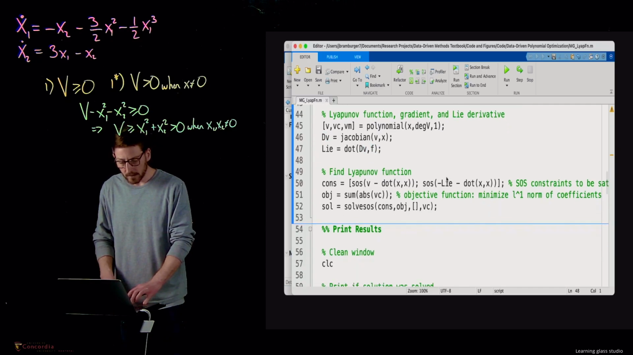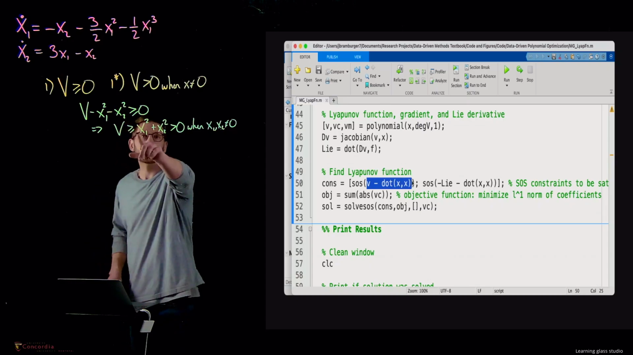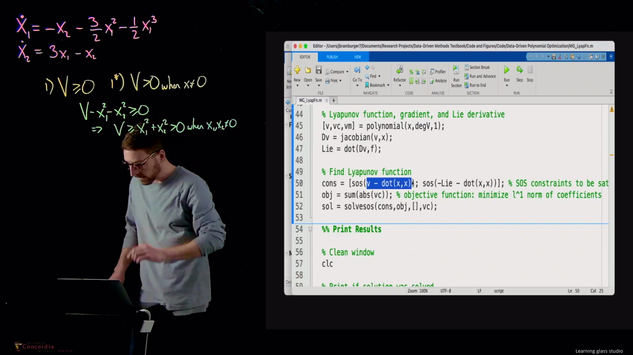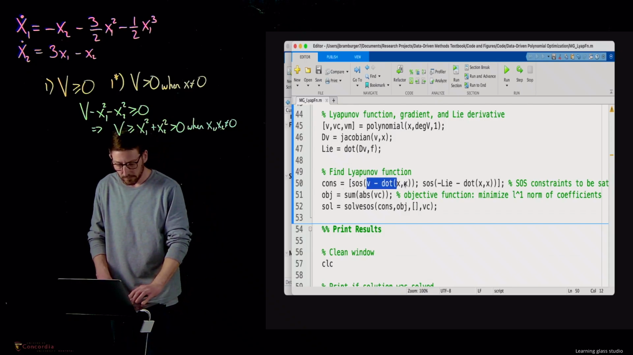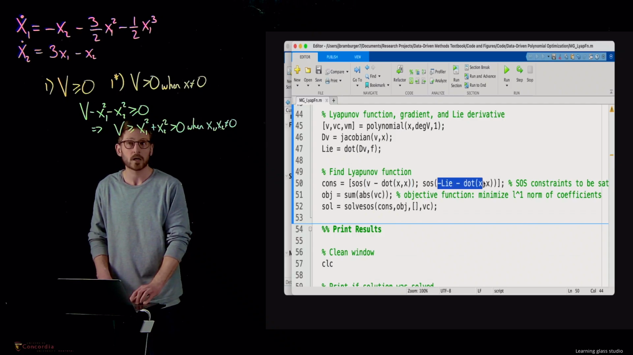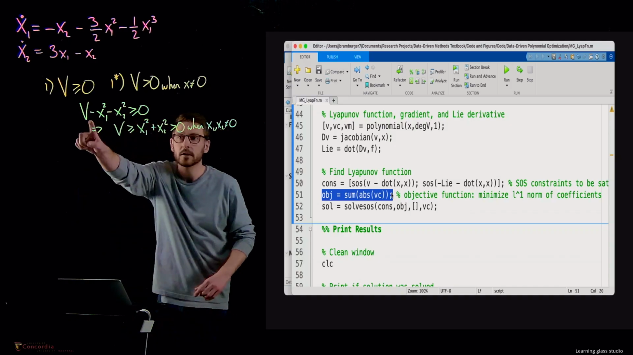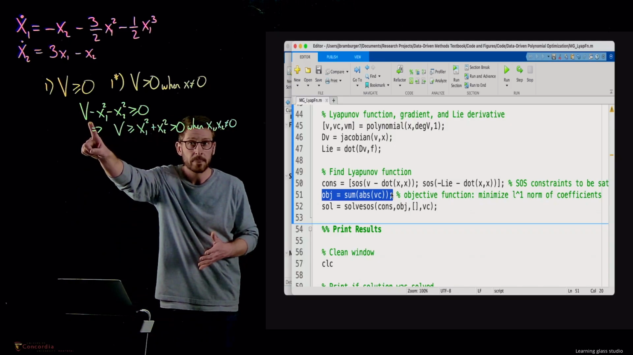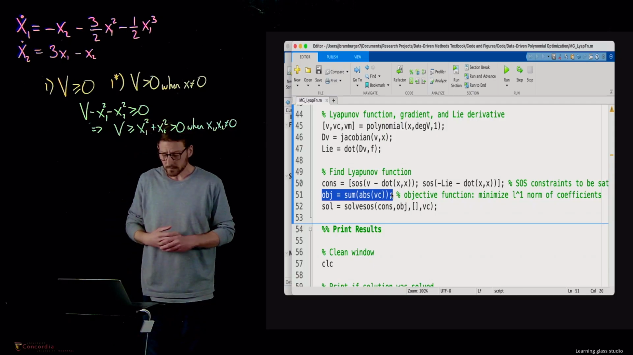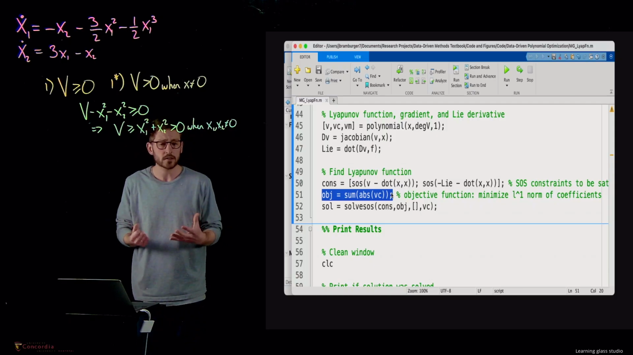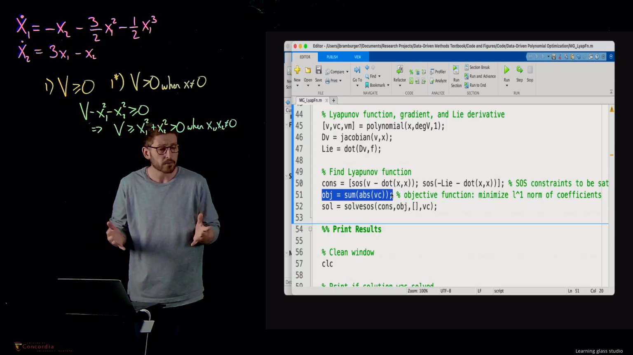And now I'm going to define my sum of squares program. Here's my constraints. I need to write v minus x1 squared minus x2 squared as a sum of squares. So that's what the SOS of this means. Similarly, I want the negative of my Lie derivative minus x1 squared minus x2 squared to be a sum of squares. That's what this means. And because this is an optimization problem and because infinitely many v's can satisfy this thing, I'm going to promote sort of interpretability. I want small coefficients in my Lyapunov function. You can promote whatever you want.